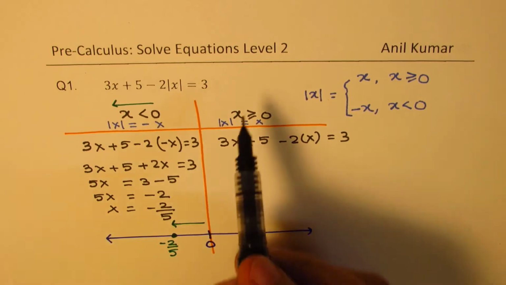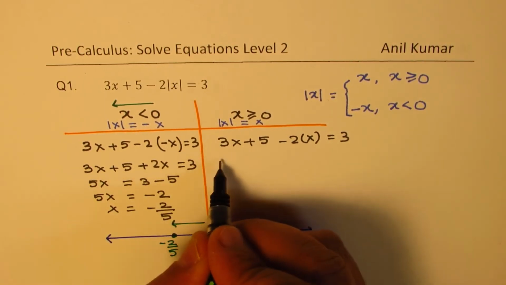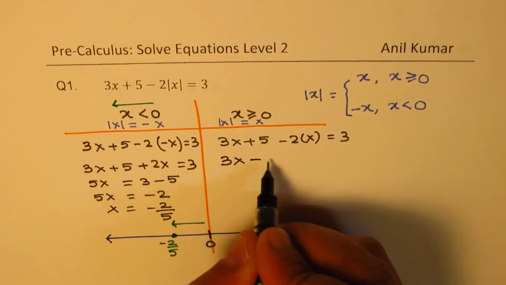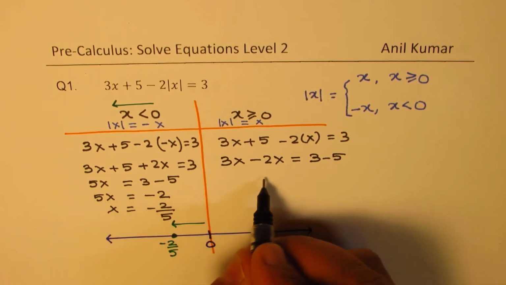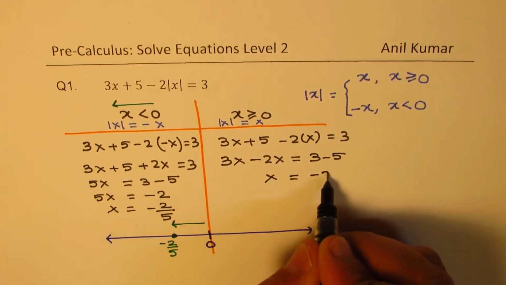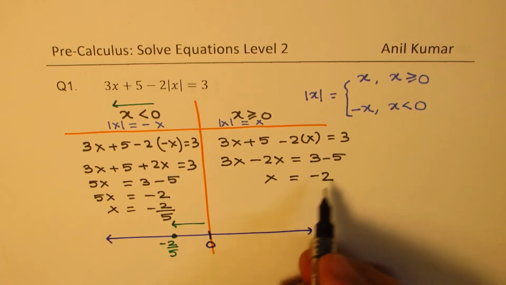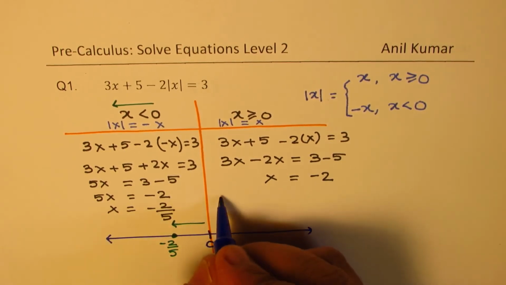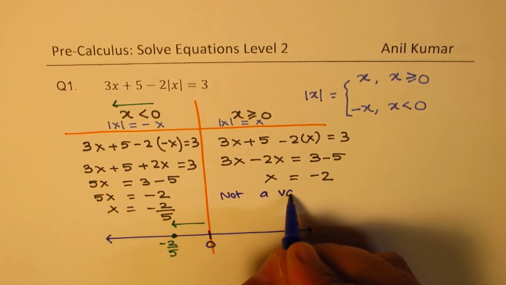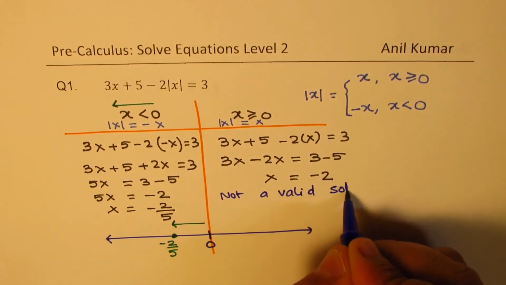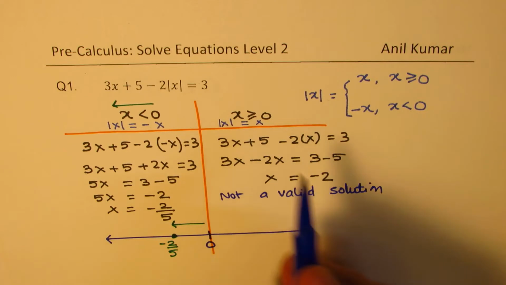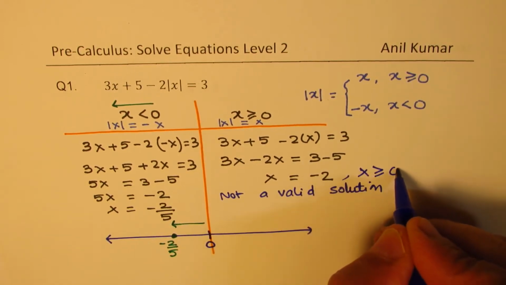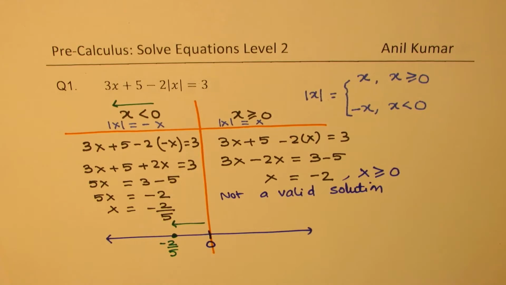Now let's solve the right side where x is greater than or equal to 0. So we get here as 3x, this is minus 2x equals 3 minus 5, and 3x minus 2x is x, so we get x equals minus 2. Now x equals minus 2 is not a valid solution, right? This is not valid. What is the reason? Well, we are looking into the value of x which is in the domain where x should be greater than or equal to 0. Minus 2 is not greater than or equal to 0. Therefore, this is not a valid solution.